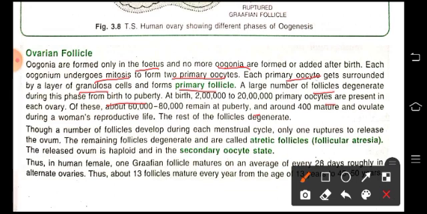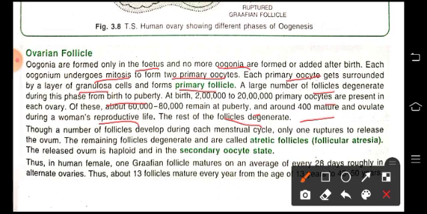Now see, children have 2 lakhs to 20 lakhs. Now it becomes 60 to 80,000 at the time of puberty. And around 400 mature and ovulate during a woman's reproductive life. So in the whole reproductive life of a woman, about 400 mature ova are there. And the rest of the follicles degenerate.